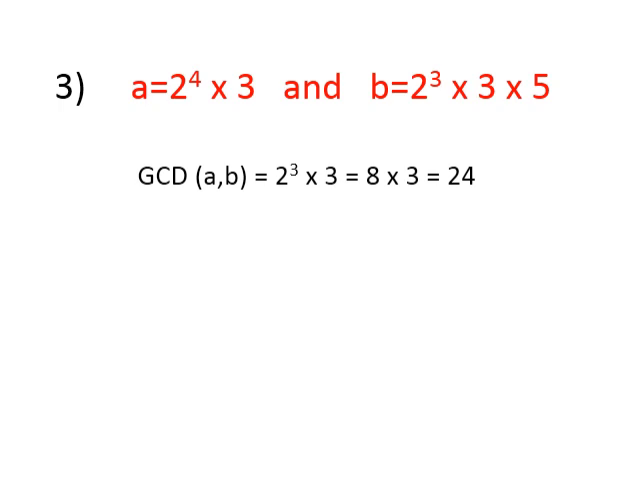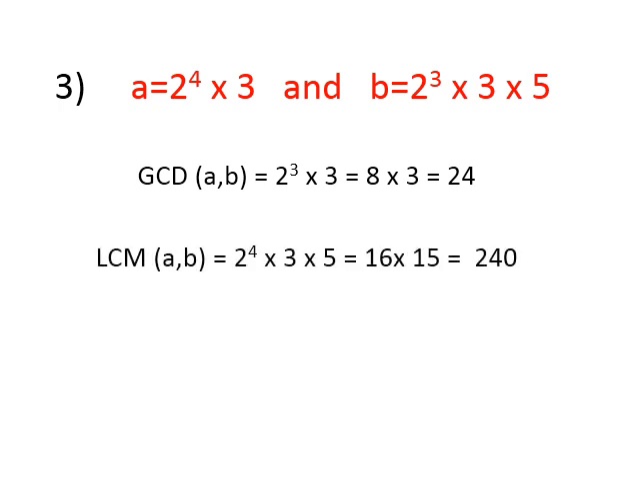Now in the LCM, I have to write all the numbers but with the greatest powers. So we will take 2 power 4, not 2 to the power 3, times 3, since it has the same power, and 5. Okay, I have to take all the factors, even if they are not repeated on both sides. So now I can say 2 to the power 4 is 16 times 3 times 5, which is 15, then the LCM is 240.